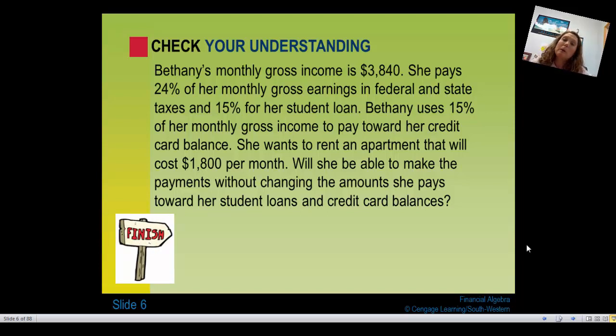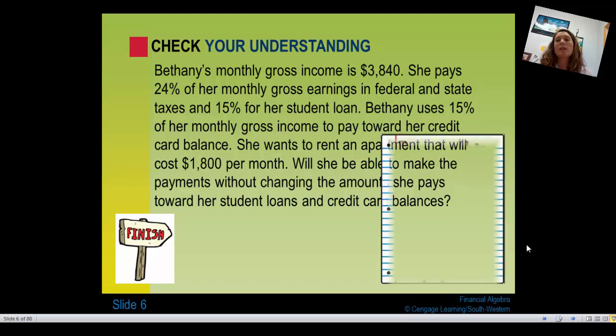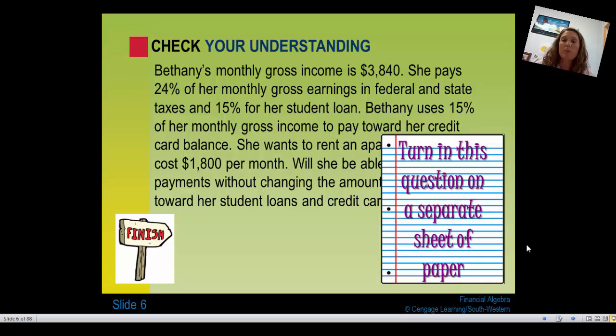Same as the previous one, except we have an extra deduction in there. So when you do your subtraction, you're going to be looking for, does she have an extra $1,800 a month left in order to rent the apartment that she wants? So go ahead and finish this in your notes, and then you also need to turn this in on a separate sheet of paper or online.